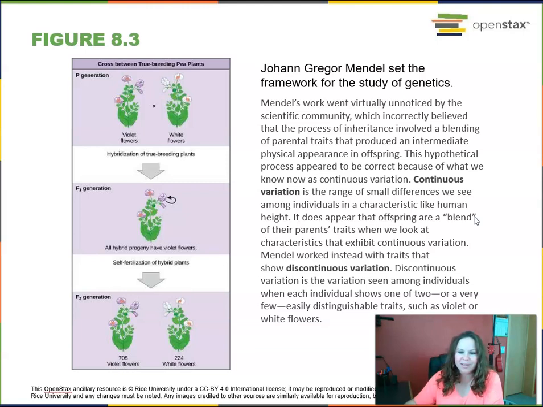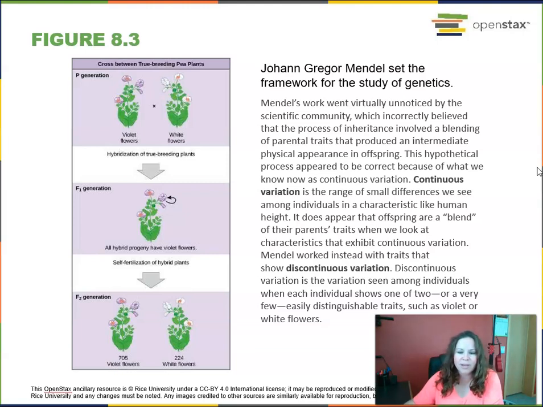This hypothetical process appeared to be correct at the time because of what we now know as continuous variation. Continuous variation is a range of small differences that we see among individuals in a characteristic like human height. It does appear that offspring are a blend of their parents' traits when we look at characteristics that exhibit continuous variation. And Mendel worked instead with traits that show discontinuous variation.